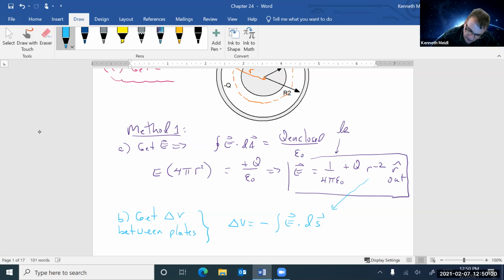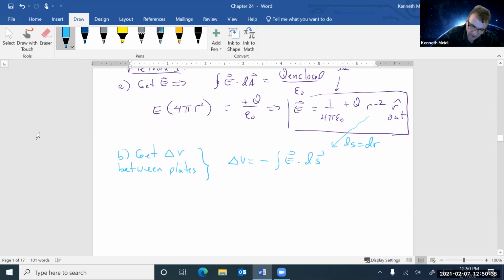And so in this case, ds really equals dr, because I'm really going to go from one plate to the other plate. So I'm really changing my radial distance here. So that ds is kind of a dummy variable. It could be a dl, it could be a dr. In this case, it looks like it's going to be some sort of dr here. And so my voltage difference here, I've got this minus sign.